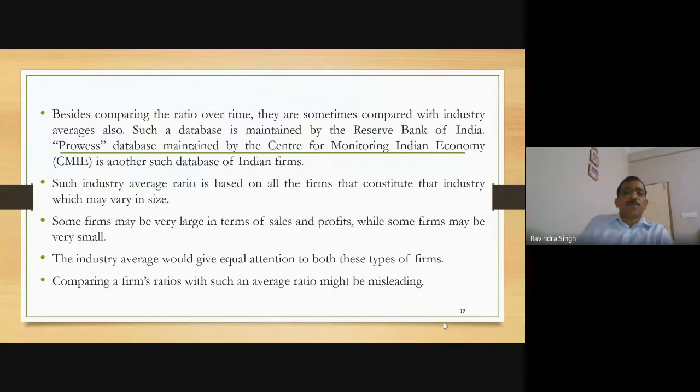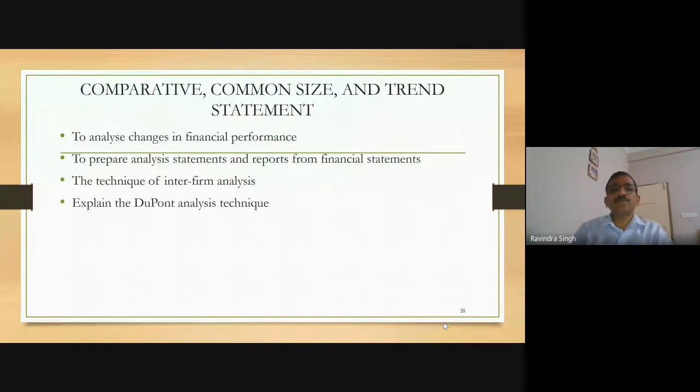So some firms may be very large in terms of sales and profit, while some firms may be very small. The industry average would give equal attention to both these types of firms. Comparing a firm's ratio with such an average ratio might be misleading, but we have to compare it. Let us see. Before going to result, we cannot find out our own opinion.